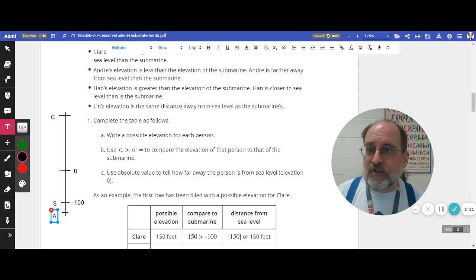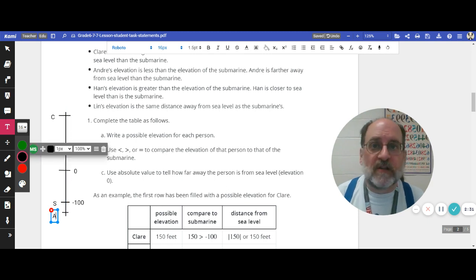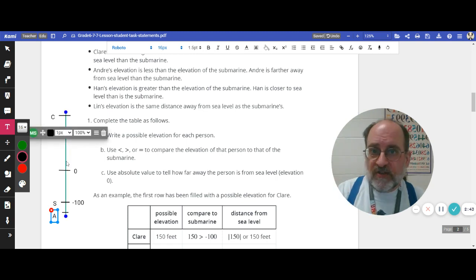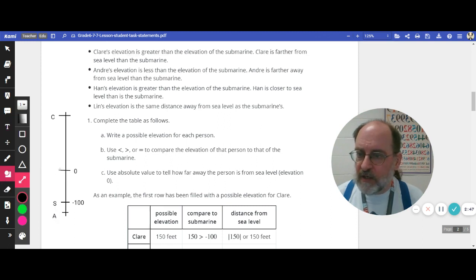Han's elevation is greater than the elevation of the submarine. So Han has to be higher. And Han is closer to sea level than is the submarine. There are a lot of places that Han could be. Han could be here because he's higher than the submarine, but closer to sea level. Or he could be up here, higher than the submarine, closer to sea level. I think I will put Han right about here.